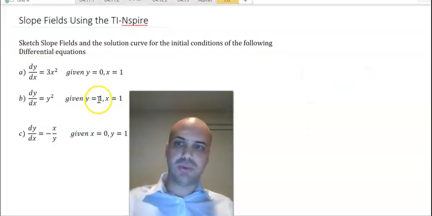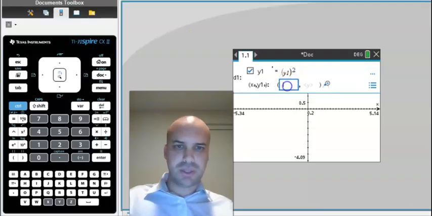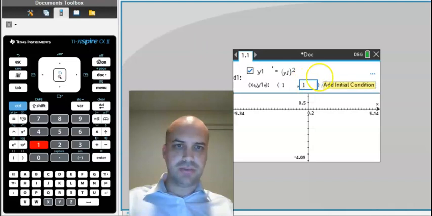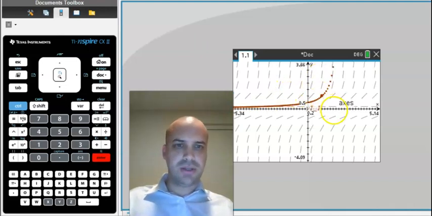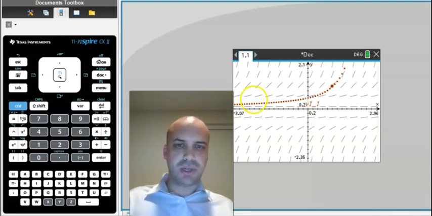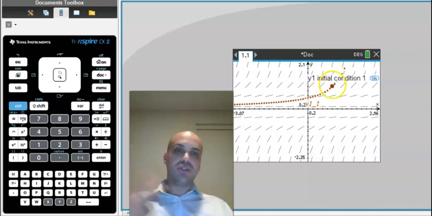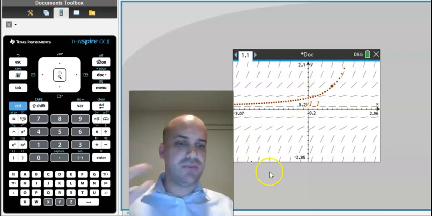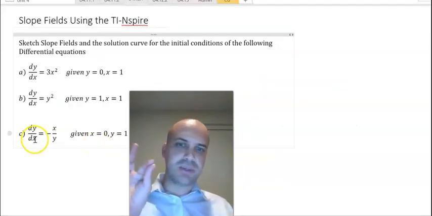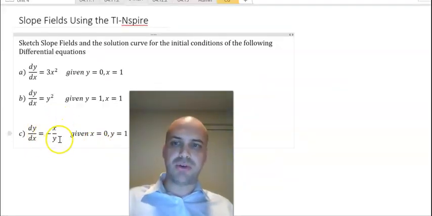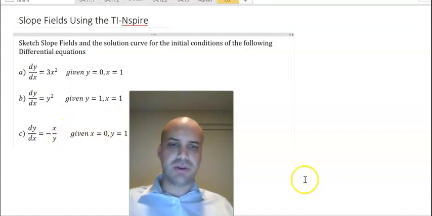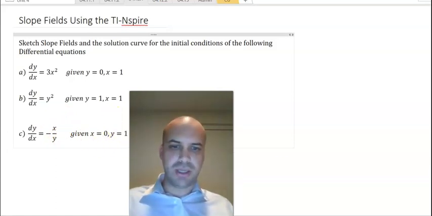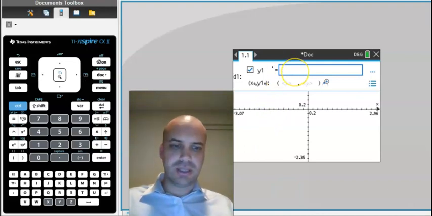Now, initial conditions were 1 and 1. And so we can go 1 and 1. And you can see, no great surprise here, we end up with an exponential function of some sort there. Of course, you can solve that differential equation and find out exactly what that equation is if you so desire. And that brings us to our last one, negative x on y, given x equals 0 and y equals 1. Let's get in and do that.